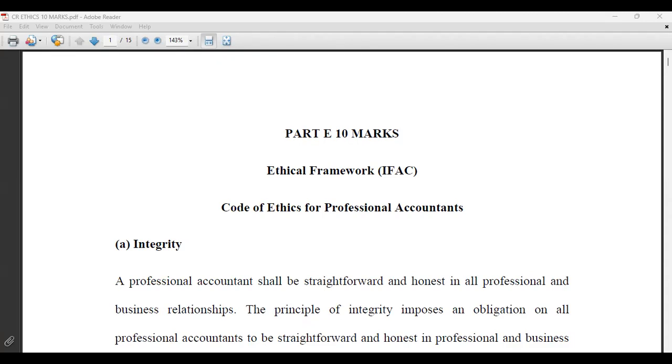Ethical principles. Yes, I call them the I, O, P, C, and P. All right. So help me out. What is I? Integrity. What is O? Objectivity. All right. What is P? Professional behavior.